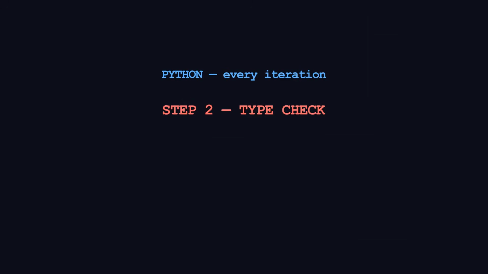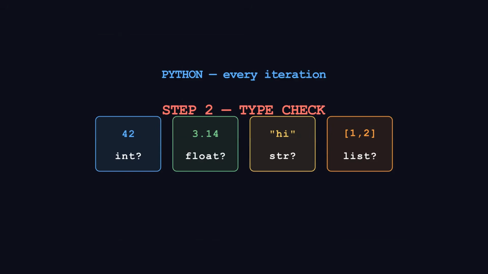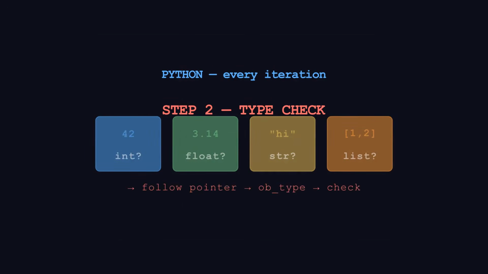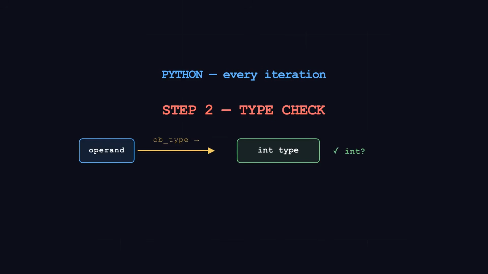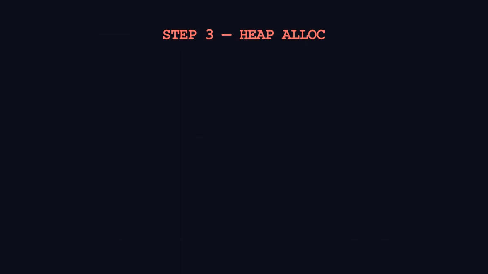Step 2, figure out what we're adding. Integers, floats. The interpreter has to look. It follows pointers to each operand's type descriptor. Modern Python caches this in the hot path, but the machinery is still there. Step 3, the actual addition.